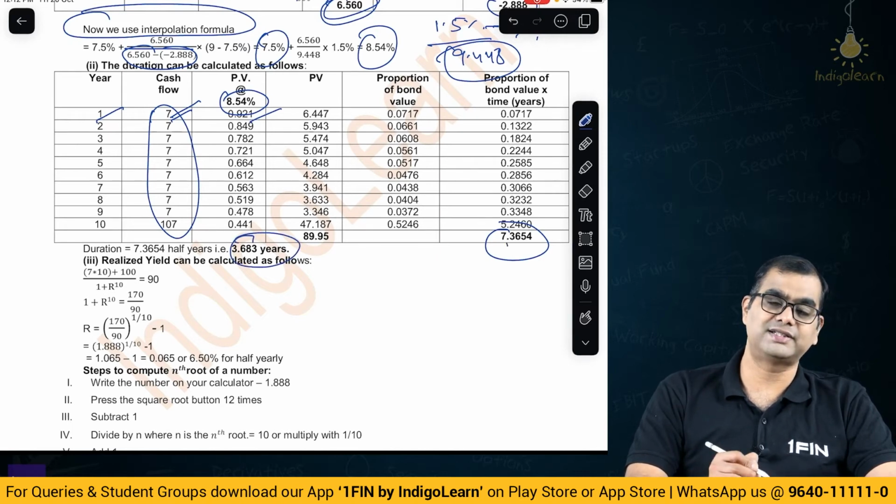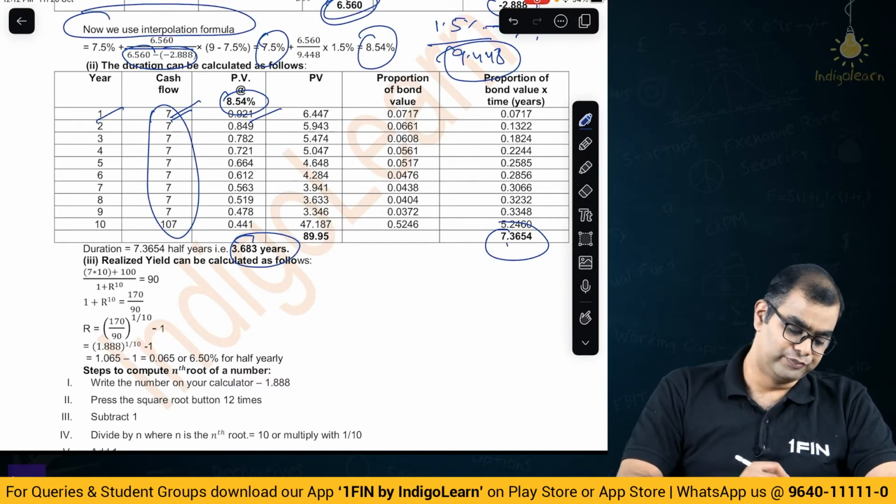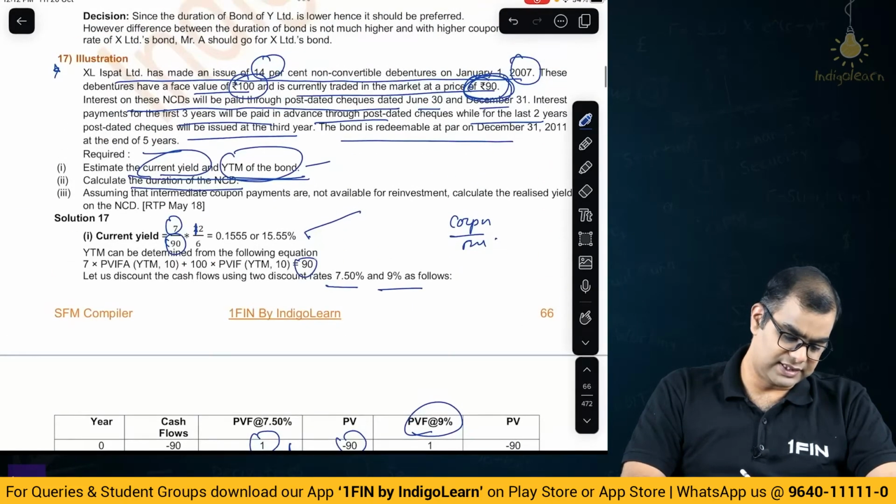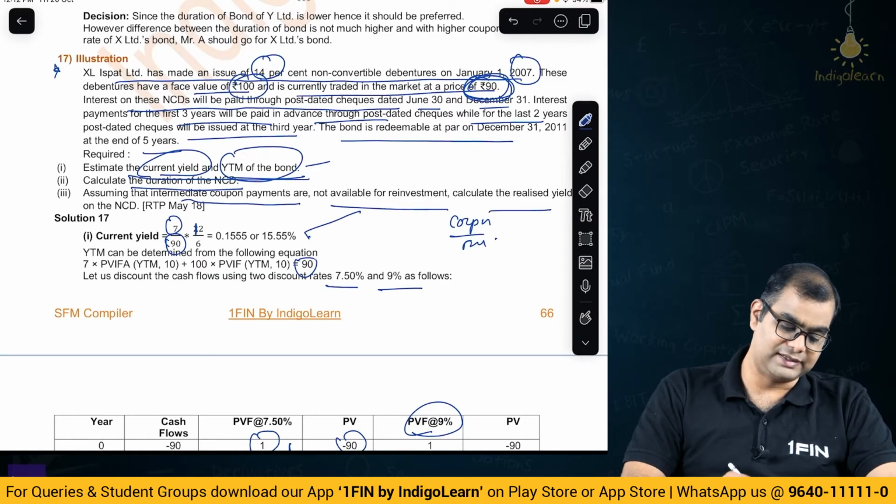It is not 7 years, it is 3 years. This you should not forget. If you forget this in the exam, marks are gone. Now what is realized yield? Realized yield is the next part of the question, right? Assuming the intermediate coupon payments are not available for investment, calculate the realized yield.